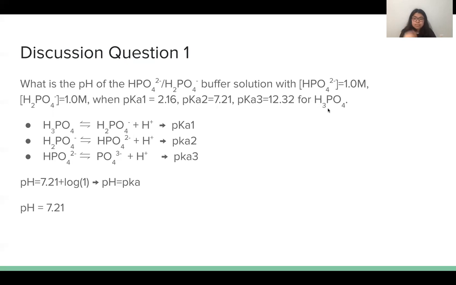What's important to note is we have a polyprotic acid, H3PO4. A polyprotic acid is going to dissociate and lose all 3 of its protons, so we're going to have 3 different pKa's. If you look at the relationship, H3PO4 loses a proton and becomes H2PO4-, and that also loses a proton to become HPO4 2-. HPO4 2- also loses its proton and becomes PO4 3-.